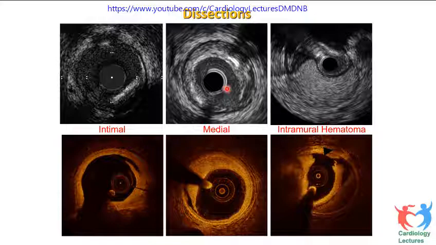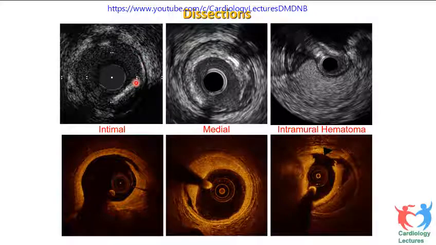So dissections can be intimal, medial, or intramural hematoma extending beyond the adventitia also. So this is the intima. This is how you see it on an OCT. See, the artery has 3 layers: intima, media, and adventitia. So if the disruption is just limited to the intima like this, it is called intimal. It takes time to learn, because there is some amount of learning curve there.